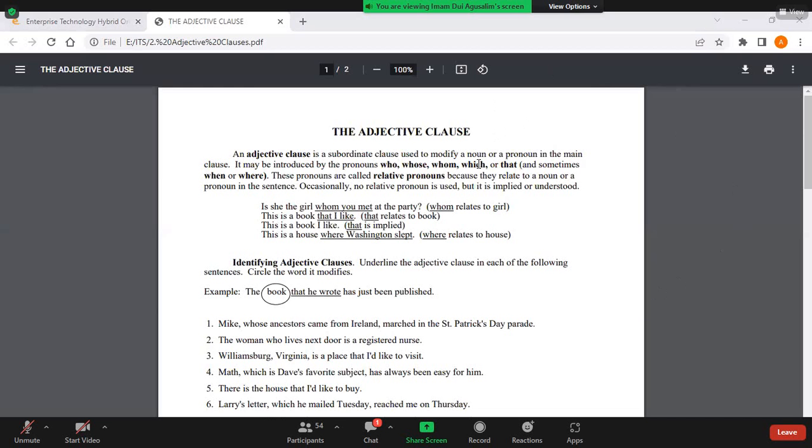Okay, let's try to practice this once. This is the example, the book that he wrote. So the word "that" here is the marker, and there is a subject "he" and verb. The independent clause is "the book has just been published." The book here is added with additional information about the writer, that he wrote. So he becomes the writer of the book. So this is the adjective clause that is written inside of the sentence here.